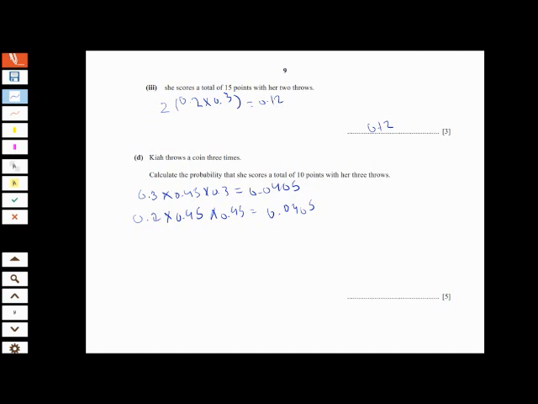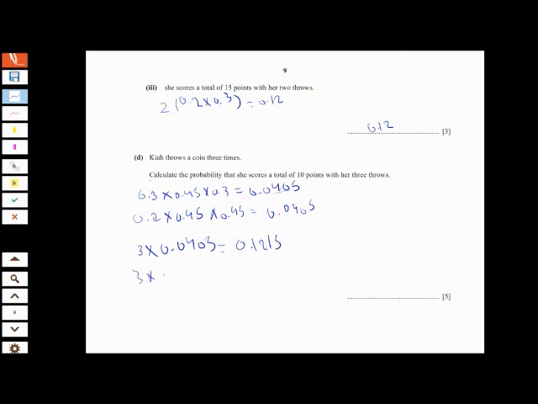Now these are the two ways. For the first way, it can be written in three orders: 0.3 times 0.3 times 0.45, or 0.45 times 0.3 times 0.3, or 0.3 times 0.45 times 0.3. You get what I mean? So you multiply it by 3. It's 3 times 0.0405, and that would be 0.1215.